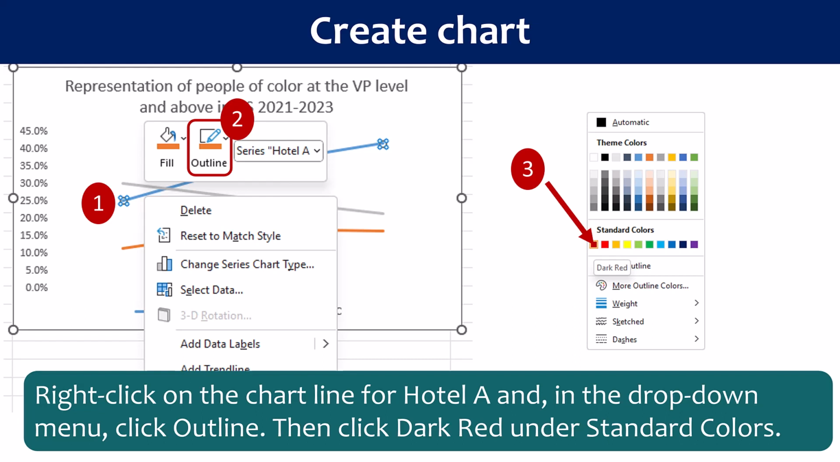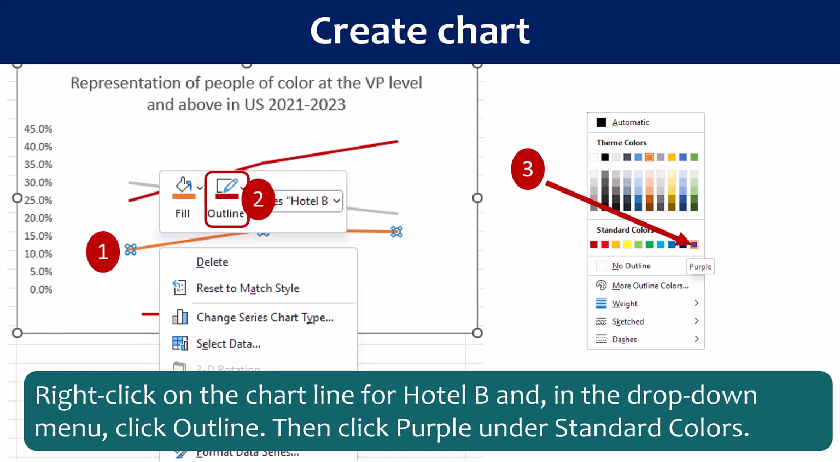Mac users, Outline is not an option in the right-click menu. Instead, right-click on the Hotel A data line and select Format Data Series. In the Format Data Series pane, click on the Fill and Line icon on the top left. Under the line options, click the Color drop-down menu and select Dark Red.